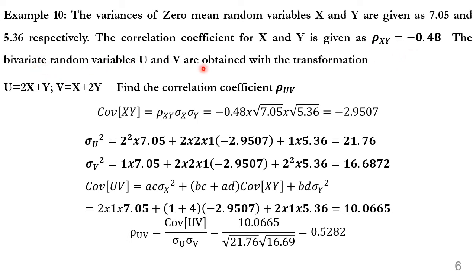The bivariate random variables u and v are obtained with the transformation u is equal to 2x plus y, v is equal to x plus 2y. We need to find the correlation coefficient between u and v. So we have already defined this. Covariance of xy is given by rho xy multiplied by sigma x into sigma y. Rho xy is given as minus 0.48. Sigma x is square root of 7.05. Sigma y is root of 5.36. That gives you minus 2.9507.